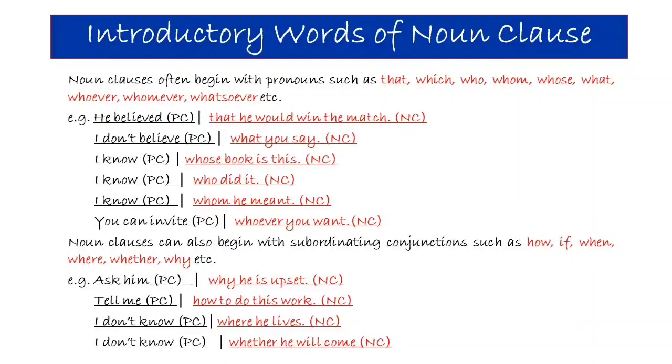Noun clauses can also begin with subordinating conjunctions such as how, if, when, where, whether, why, etc. For example, ask him why he is upset. Why he is upset is the noun clause. Tell me how to do this work. How to do this work is the noun clause. I don't know where he lives. Where he lives is the noun clause. I don't know whether he will come. Whether he will come is the noun clause.